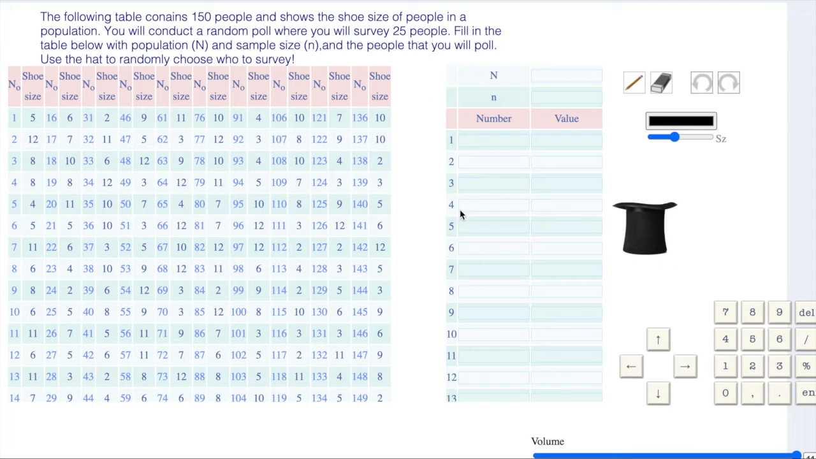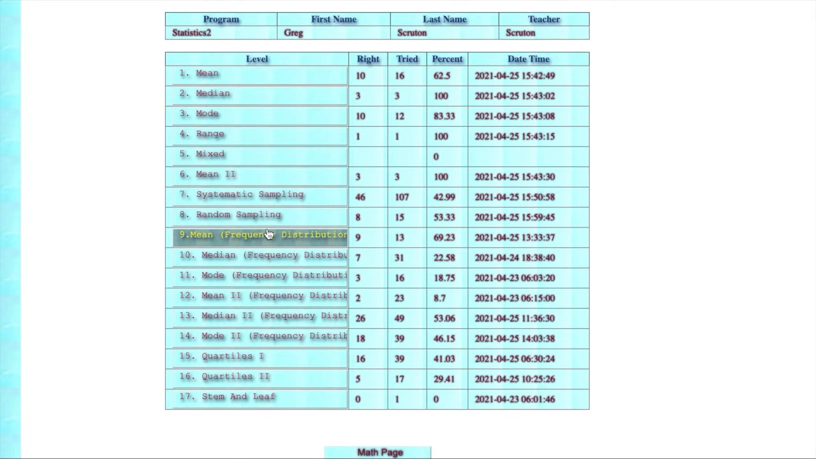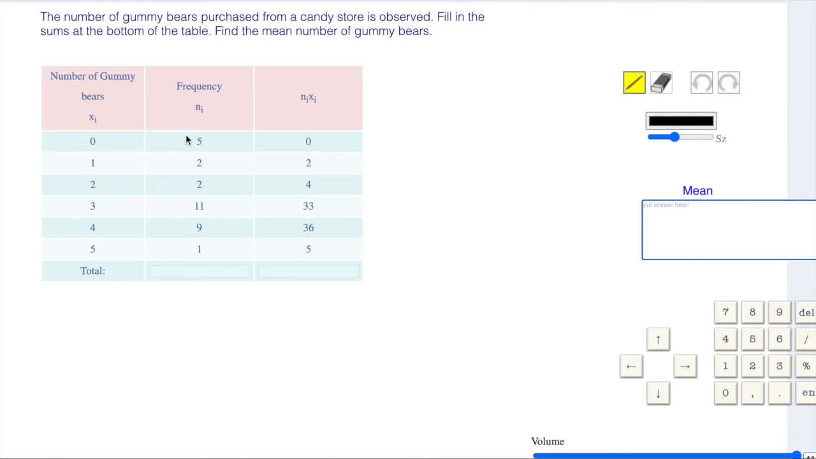If you make a mistake, it tells you where your mistakes are. Then we have getting the mean from a frequency distribution table. You have your frequency distribution table. You would find the sum of the frequencies, which tells you, in this case, we're talking about gummy bear purchases at a candy store, how many people bought gummy bears. And then this is the total number of gummy bears. So how many gummy bears were bought? Divide those, get your average.